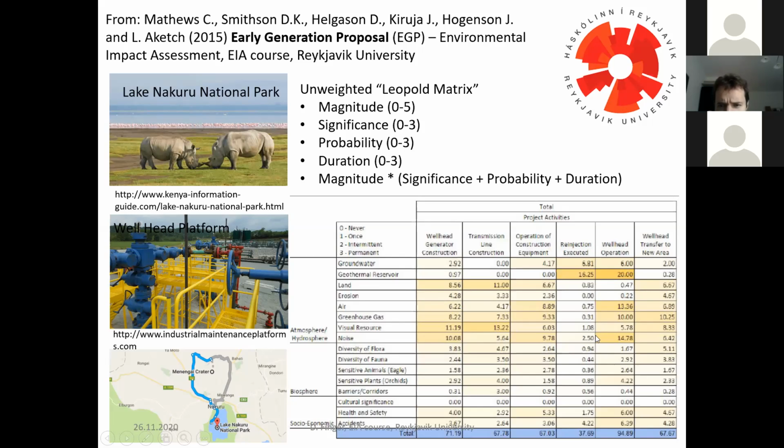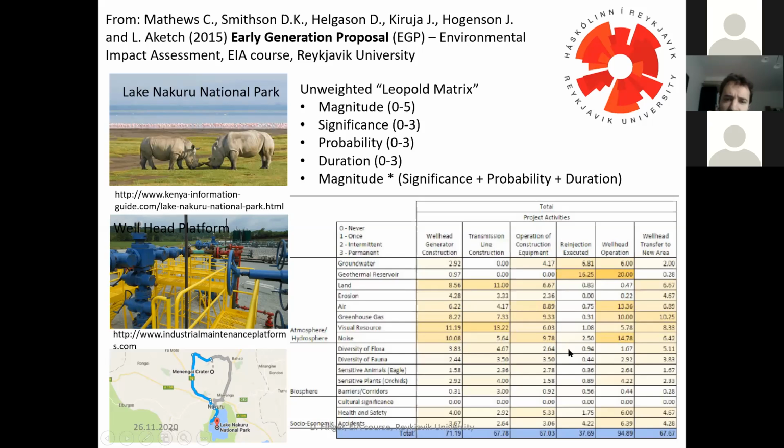You can also go in, maybe noise is a big impact from the wellhead. So you can already see here that, and maybe also the re-injection of the brine into the geothermal reservoir is also of main concern. So you can already see the 3 main concerns regarding their analysis.